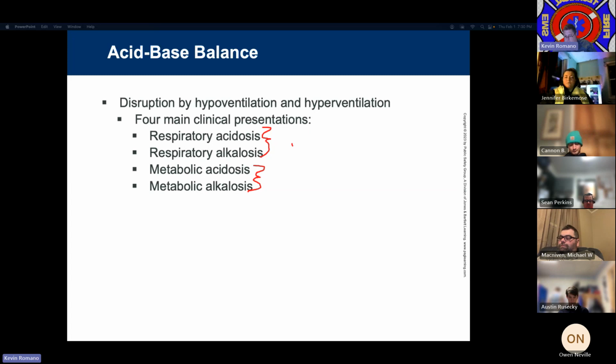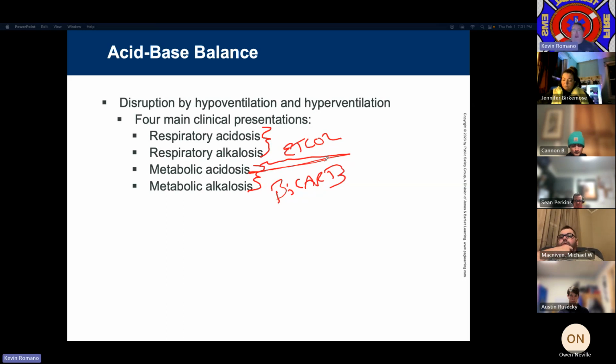Anything up here, end tidal, bicarb. It separates here. Anything that has to do with respiratory changes is end tidal. Anything that has to do with metabolic changes is a bicarb issue. Now, whether or not it's acidosis or alkalosis is really going to be based on the pH level.